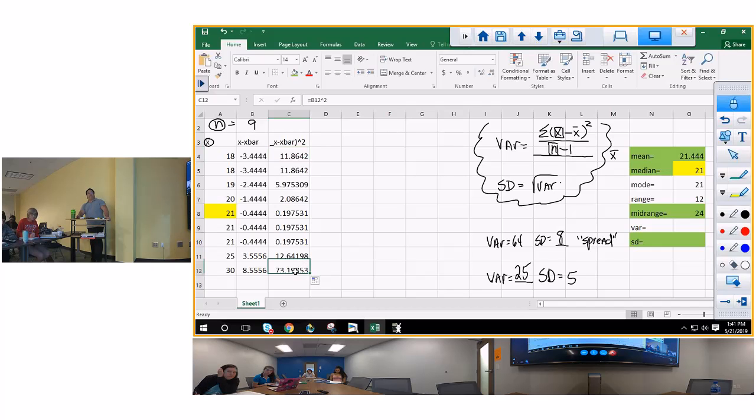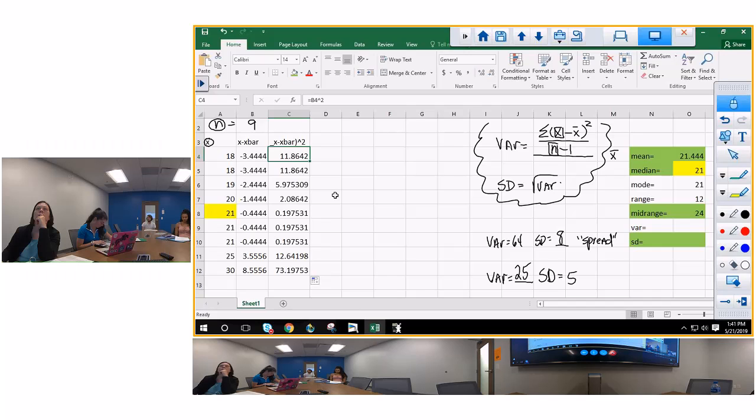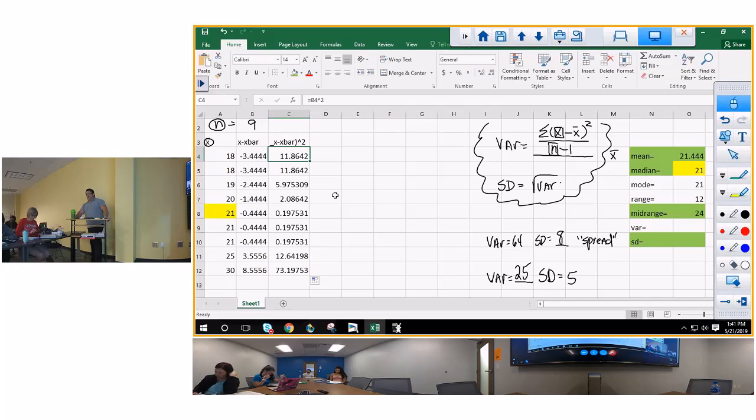How did you do it on here? Just take that number and raise it. Shift 6. The caret symbol is above the 6. Look above the 6. And hit enter. And then copy down.